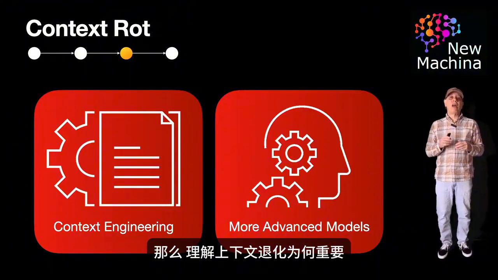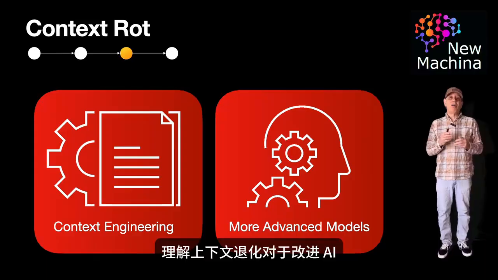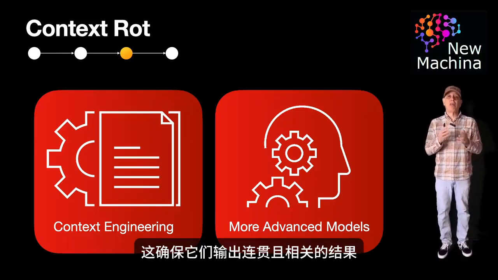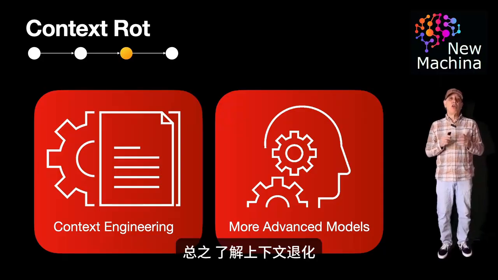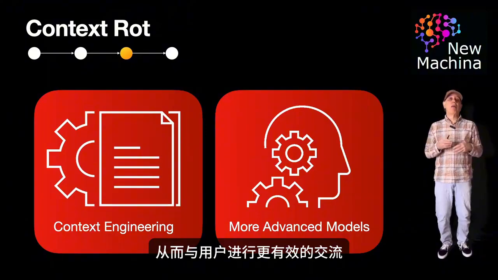So why is understanding context rot important? Well, for you, the system builder, understanding context rot is crucial for improving AI and LLM-driven systems, ensuring they deliver coherent and relevant outputs. In short, knowing about context rot helps us build better AI systems that communicate more effectively with our users.